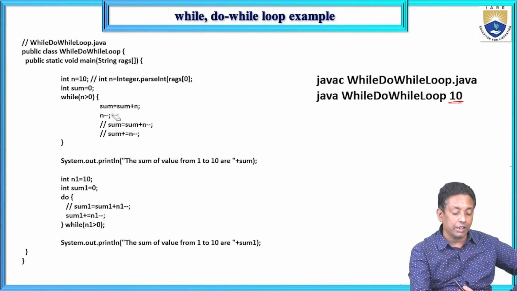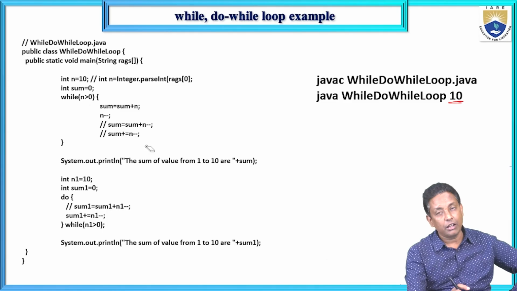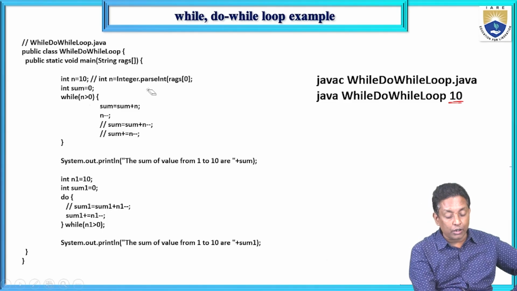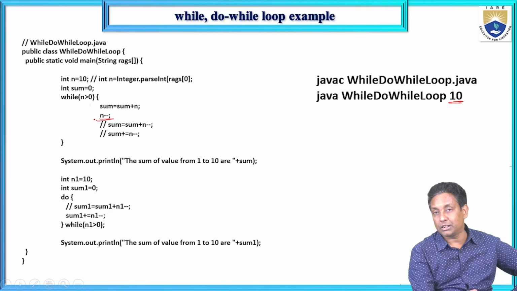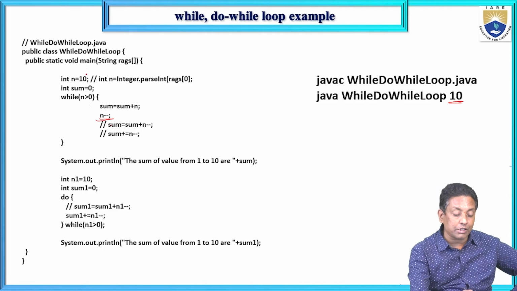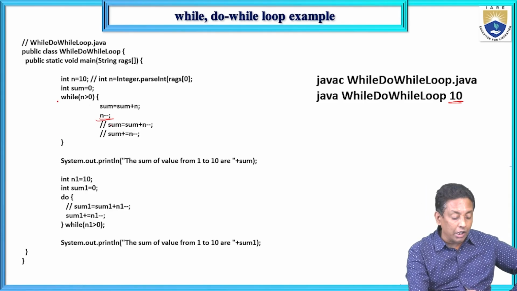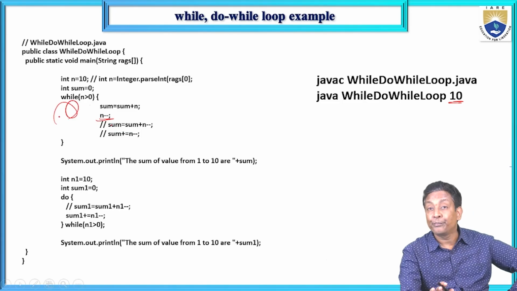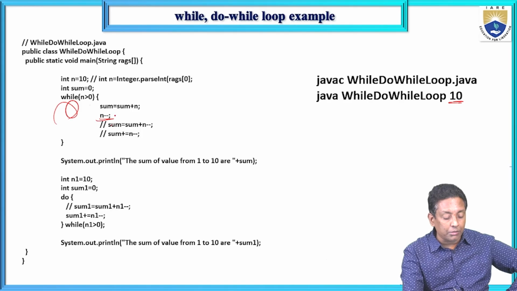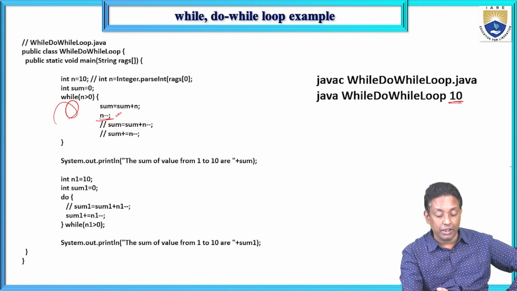The n value initially is 10. Next time it is 9, 8, 7, 6, 5. Don't forget to write this n decrement statement. If you don't write it, the n value will always remain 10 and the loop will go into an infinite loop. This simple while loop becomes an infinite loop if you don't increment or decrement this value, which is very dangerous.